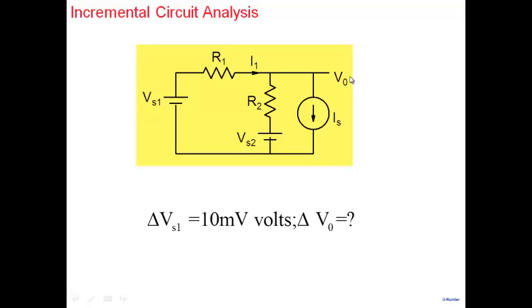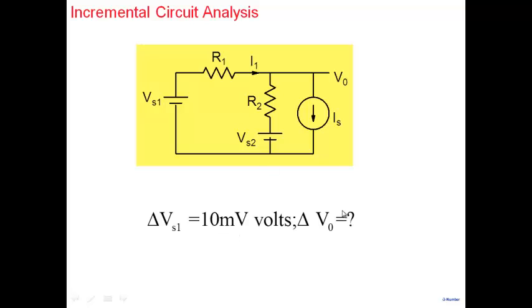And I may be interested in knowing that if I have a 10 millivolt ripple, how much ripple appears over here. Okay. So there are many, many places where I'm interested in that if something changes in one part of the circuit, what is the consequence on some other part of the circuit? Okay. So my interest is in changes. My interest is not in absolute values. It's in changes. That's why we are calling it incremental circuit analysis.